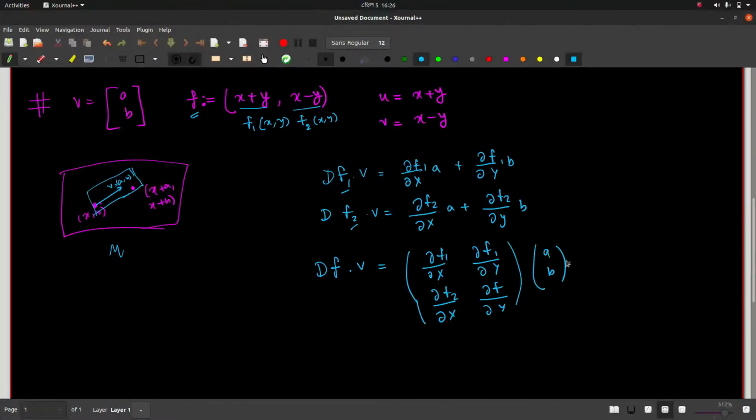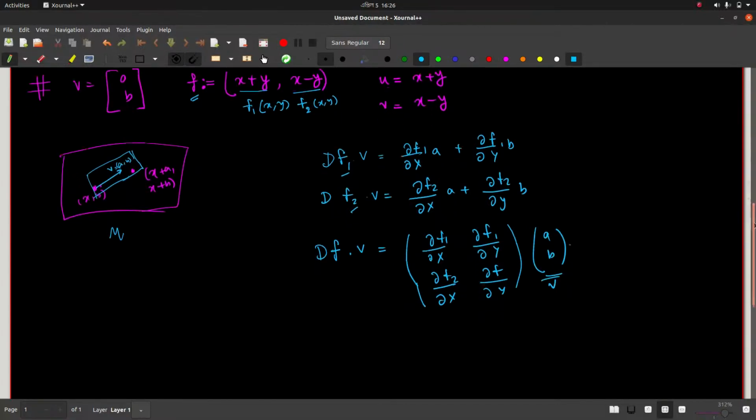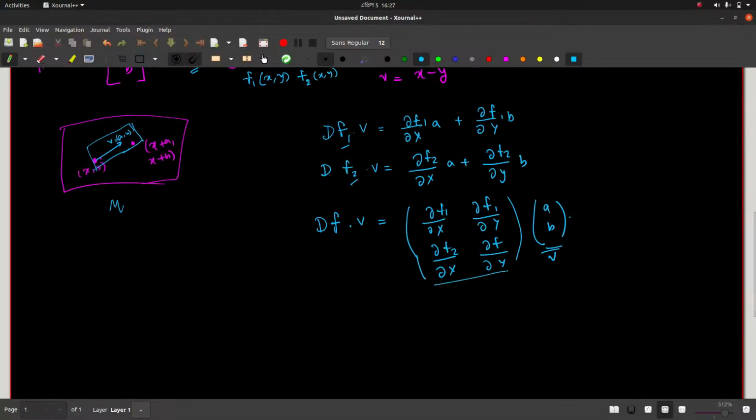AB, which is nothing but v, the vector, and from there you can see that this is just the Jacobian matrix. So you can say that the change of the mapping itself is given by the Jacobian matrix.